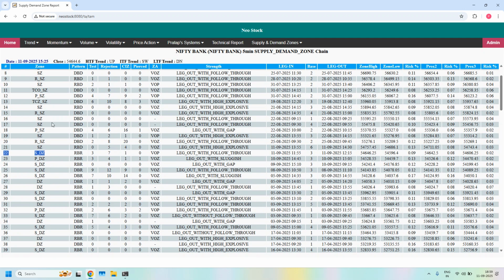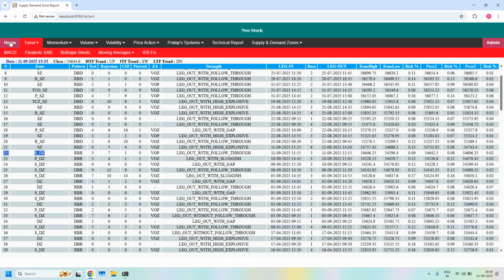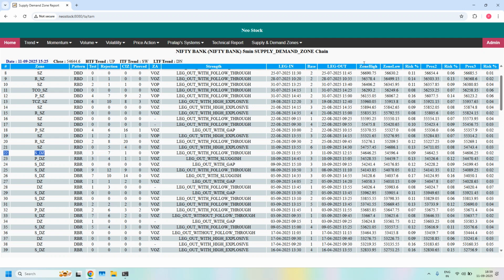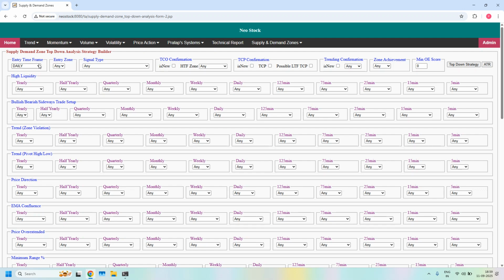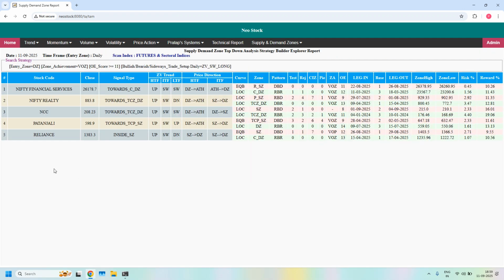Okay, this is Nifty and Bank Nifty. Next, I will generate sideways, bullish and bearish trade setups for monthly, weekly and daily income trades. In the daily time frame, demand zone here of daily, sideways long trade setup, zone achievement VOZ, minimum order enhancer score 11. This is for monthly income trade, sideways long trade setup. And entry time frame zones are daily demand zones.